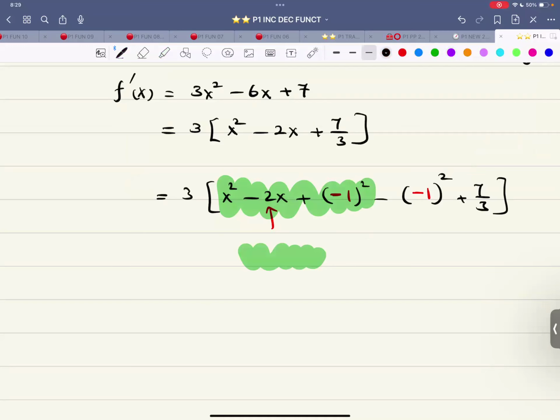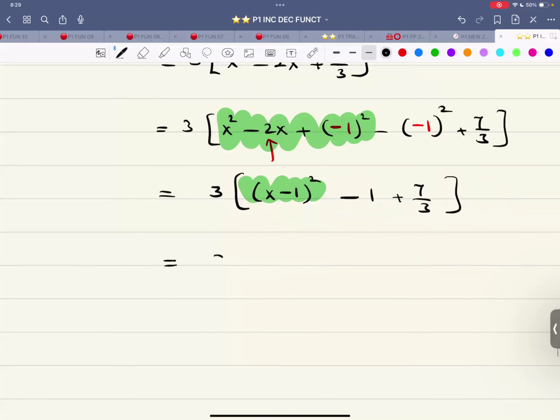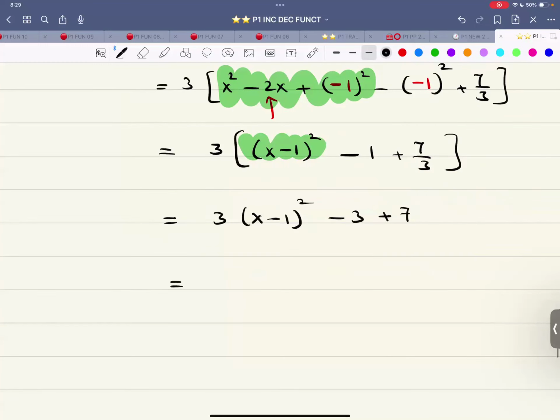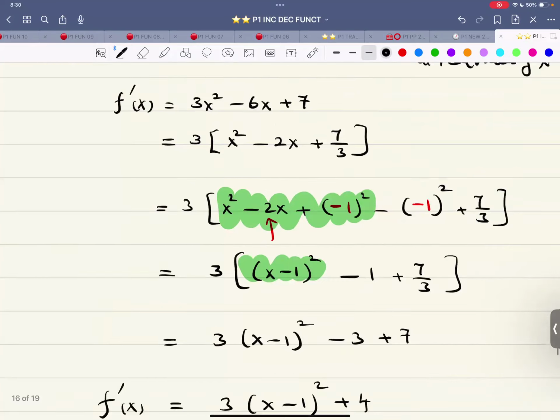So this becomes (x minus 1) whole square. Don't forget, there is a 3 on the outside. And this is -1 plus 7 over 3. So let's multiply it with 3. This is 3(x minus 1) whole square minus 3 plus 7. This is 3(x minus 1) whole square plus 4. This is f prime x.